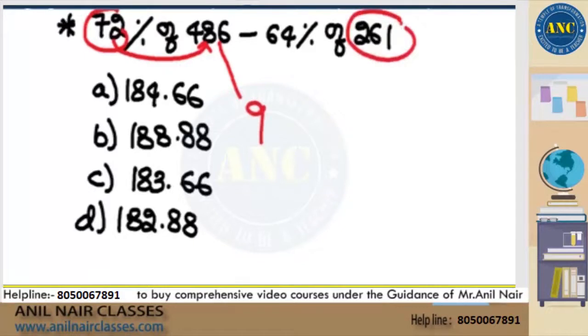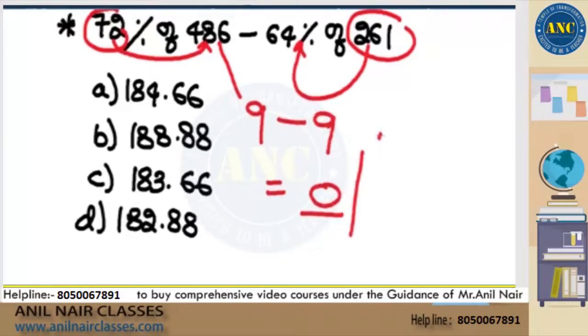261. What is the digital sum? 9. 9 into any number, what is the digital sum? 9. What is 9 minus 9? 0. The answer should be either a multiple of 9 or have digital sum 9.